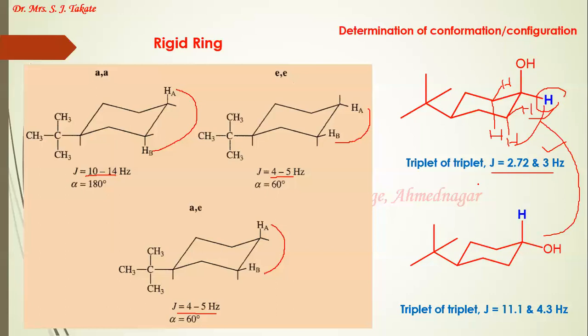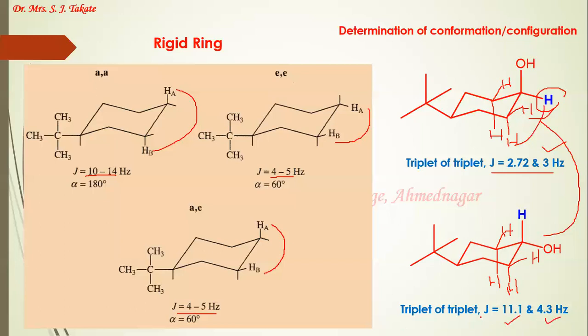Now let us look at the second isomer where the hydrogen is axial hydrogen. Now this axial hydrogen has two equatorial neighbors making the dihedral angle of 60 degree, which will result in a smaller coupling constant value. And the two axial hydrogens have the dihedral angle of 180 degree, which will have the higher coupling constant value, and that is observed in case of the triplet of a triplet with 11.1 hertz and 4.3 hertz.